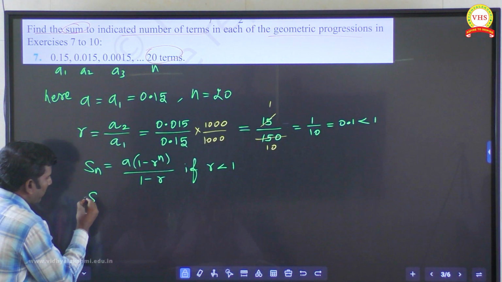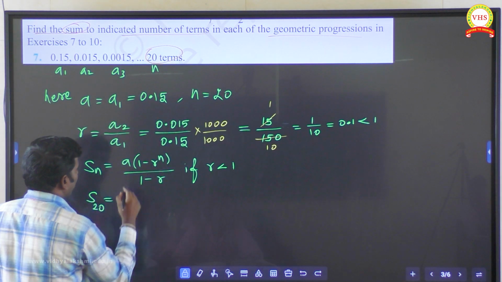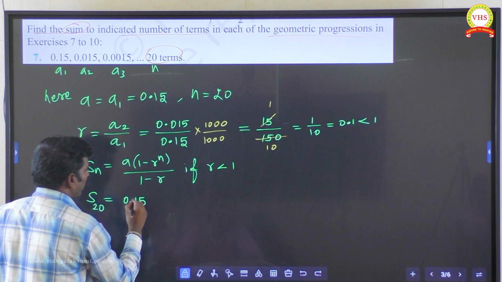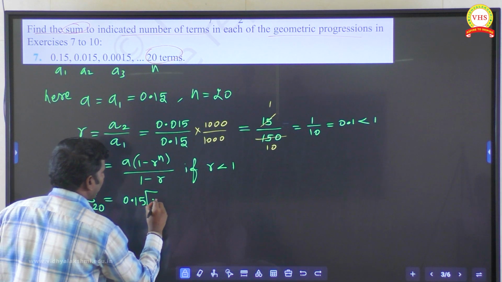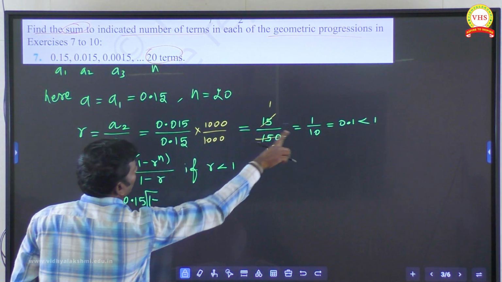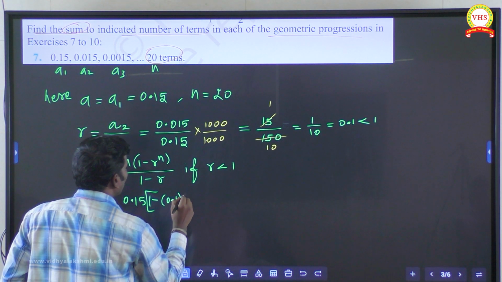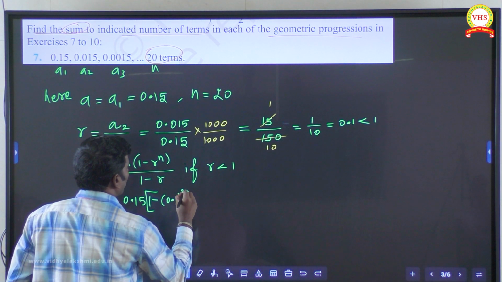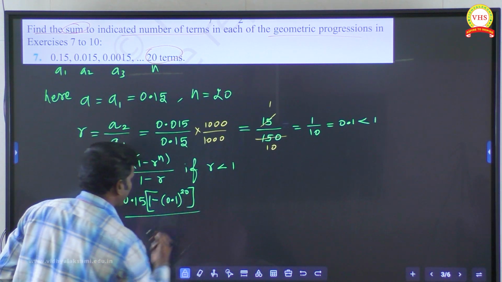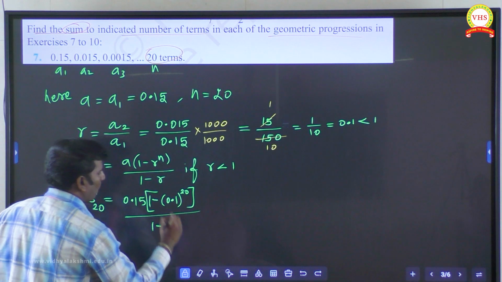What do I know, my dear? N value is 20 and a value is 0.15. Okay, open bracket, 1 minus r value, I know that is 0.1, whole power n value 20. Okay, whole divided by again 1 minus r value, 0.1.